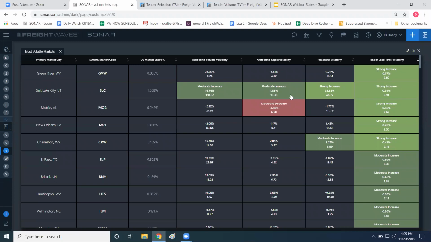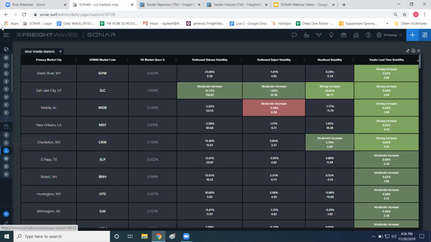And of course, never judge one market by one index. Always look at two or three different indices to understand what's going on. I look at volumes, look at tender rejection rates. I break it down by dry van or reefer. Measure capacity using the Headhaul Index. And of course, I'll bring up tender lead times to see what the reaction is by shippers, if they're pushing tender lead times up or pushing tender lead times down. So that is our most volatile markets map.